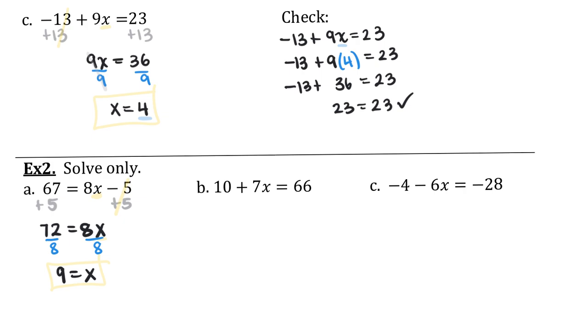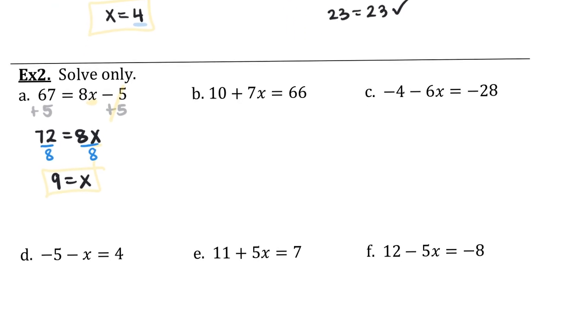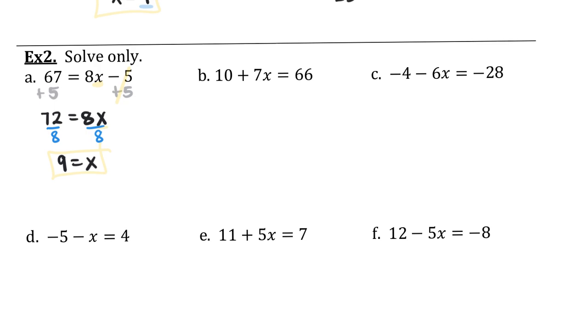Okay, let's keep going. If you're working ahead, just make sure you check your answers as you go, because these are a little bit out of order. Okay, 10 plus 7x equals 66. Find the x first. There's the x. Look only on the side of the equation with the x to decide what to cancel. There's a 10 plus 7x. Leave the 7x alone. Let's get rid of the 10 first. That 10, think about whether that's a positive 10 or a negative 10.